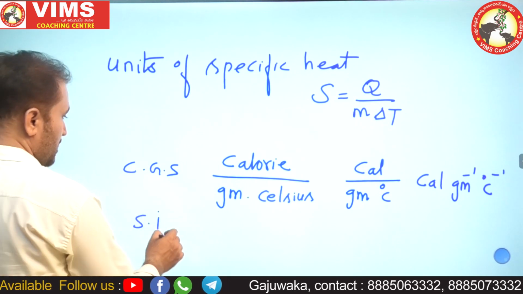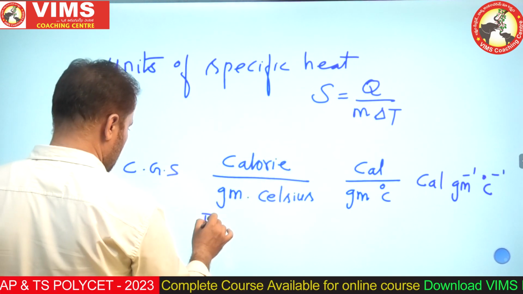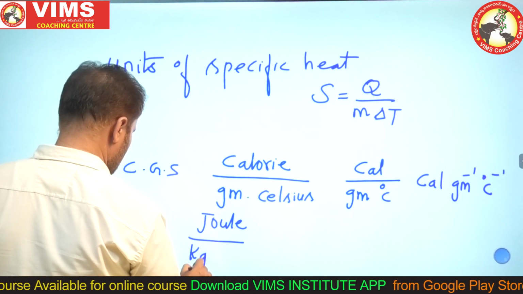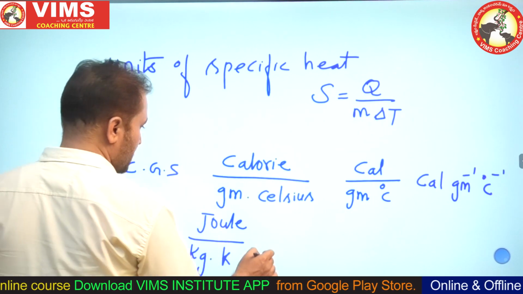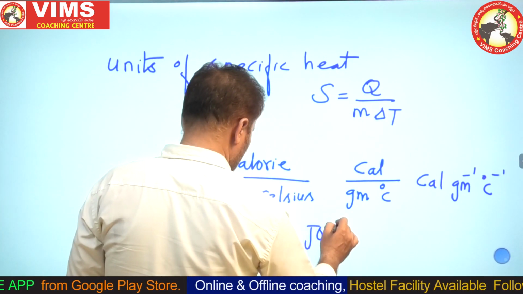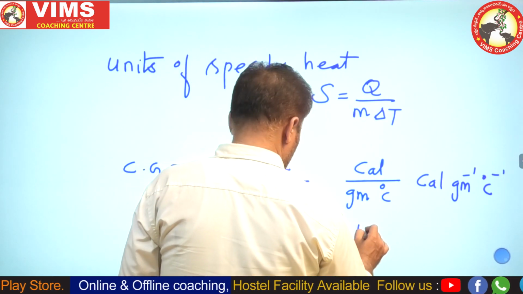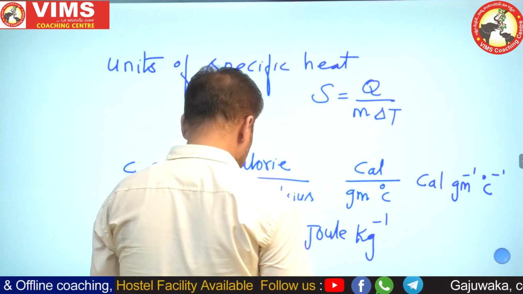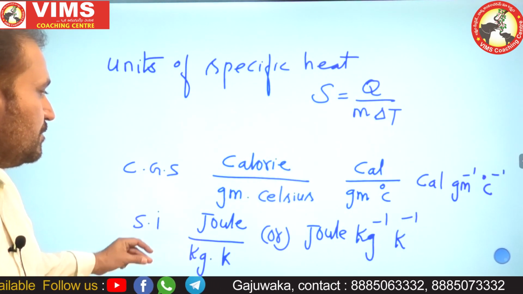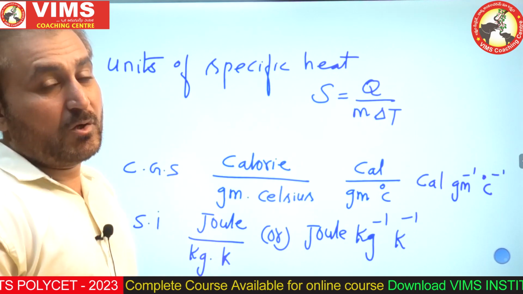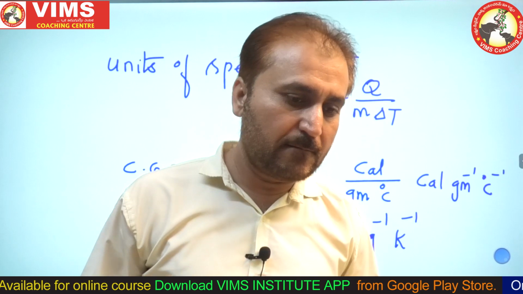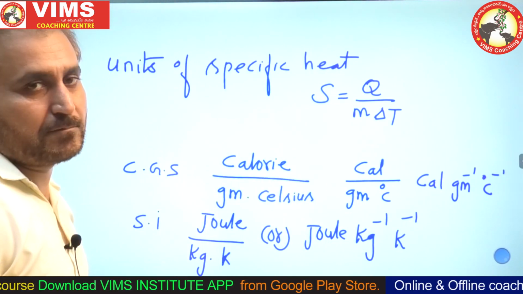What is the SI unit? How is heat measured? Joule. So joule per kilogram Kelvin. This can also be written as joule kilogram inverse Kelvin inverse. So these are the units for measuring specific heat in the CGS system as well as in the SI system.